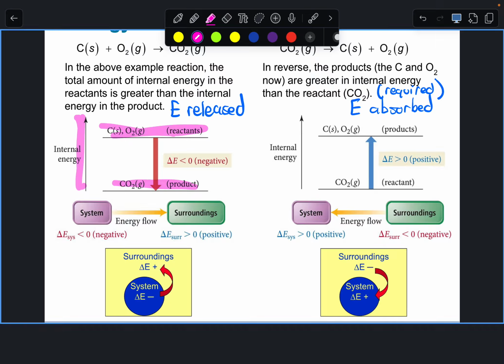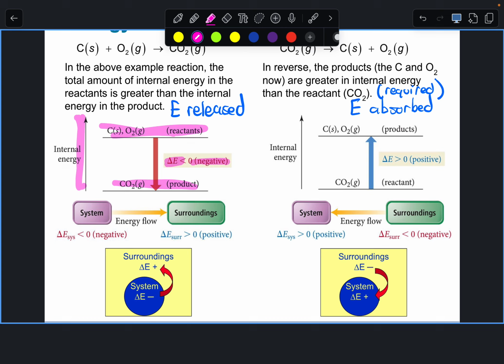We can indicate that the delta E is negative. That's the one you're going to see given to you most of the time. When you look up a chemical reaction and you look up data about it, it's just going to tell you a value like negative 600, right? Positive 250. It's not going to show you a picture, okay?